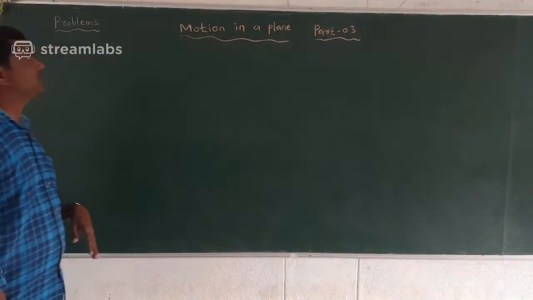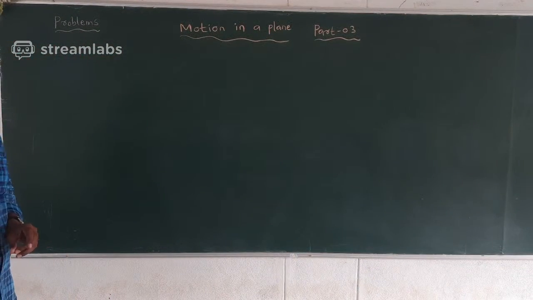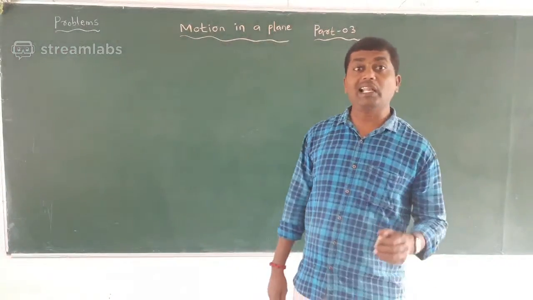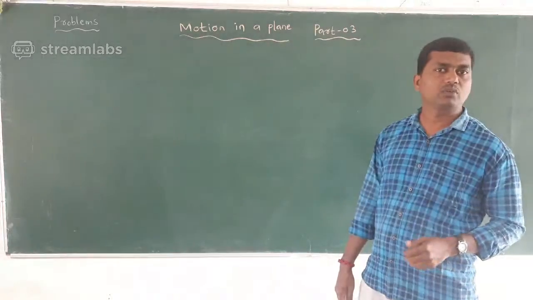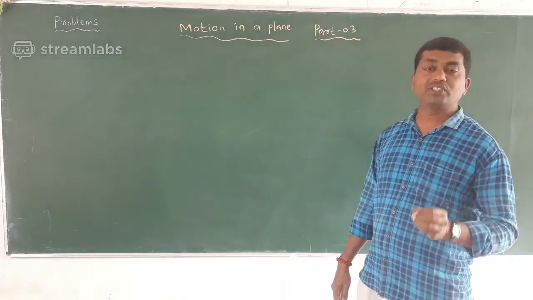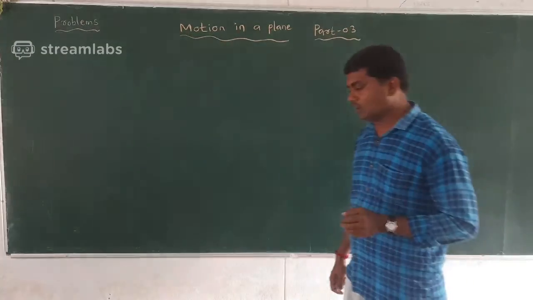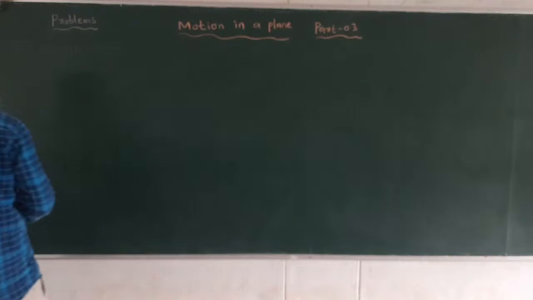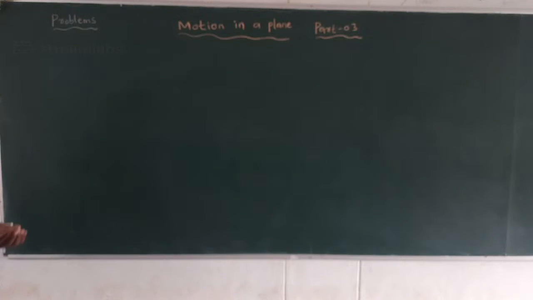About some problems in the chapter of motion in a plane. In the previous class, we discussed the parallelogram law of vectors. By using the parallelogram law of vectors, we learned about the magnitude of the resultant and the direction of the resultant. So I will write once again the equation for the resultant.